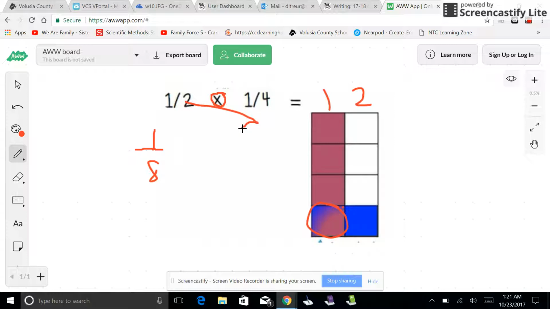Now, if we keep with that same concept, then we look at the rows, we have 1, 2, 3, and 4 rows. And we notice that out of the 4 rows, we only have one whole complete row that is colored in. So we would say that it would be 1 out of 4, and that is where they're coming up with that. So then when they would multiply, we get a product of 1/8.